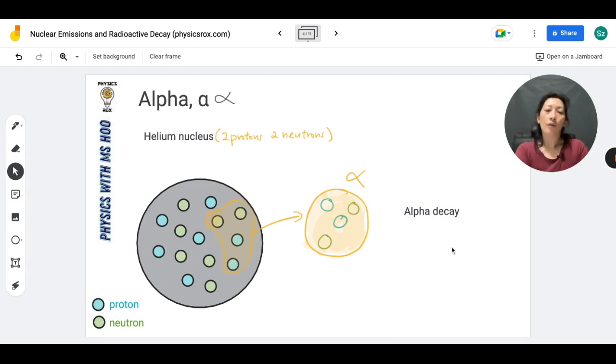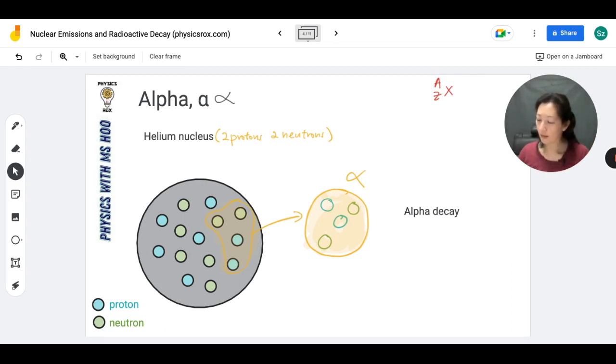So you also need to know how to write the equation to show alpha decay. I'm going to write this using the nuclide notation, which you should have learned before. If you haven't learned about nuclide notation, please watch my video on nuclide notation. So the nuclide notation in this case is written in the form of AZX, where A is the number of nucleons or the mass number, and Z is the number of protons or the atomic number.